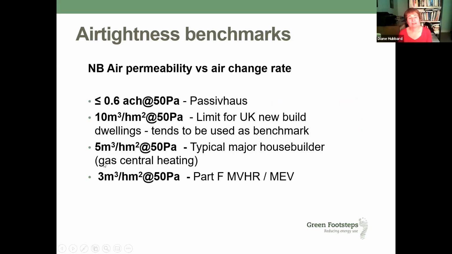If we think about where we are generally in the UK, the Part L of building regs, which sort of governs air tightness requirements, has a limit of 10 meters cubed per hour per meter squared at 50 pascals. It's very rare these days to get a house that has that at the limit. The thing to emphasize here is that the smaller the figure, the more airtight the house is.